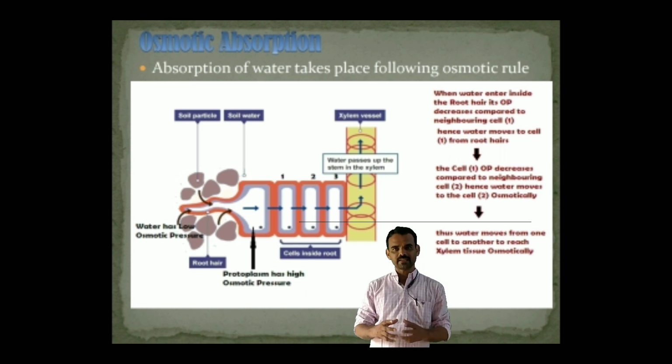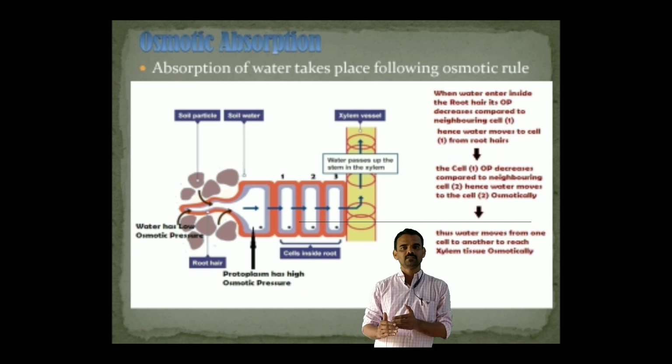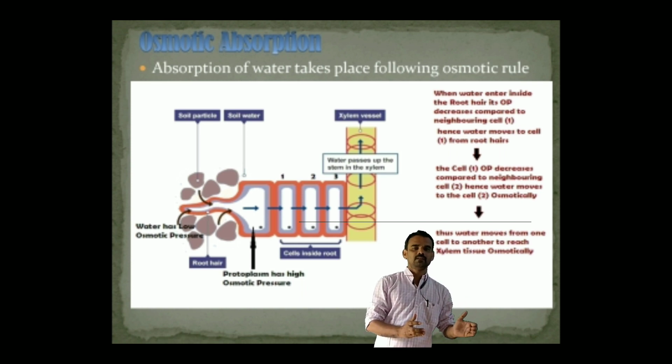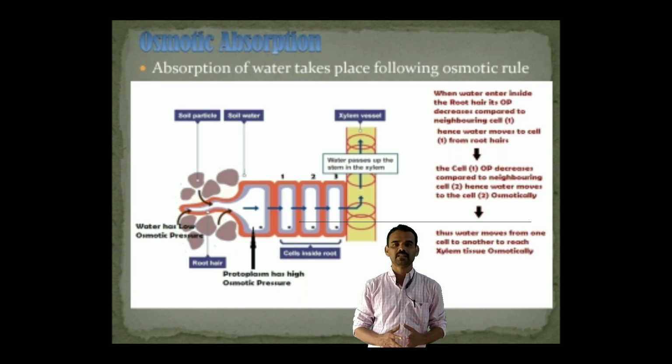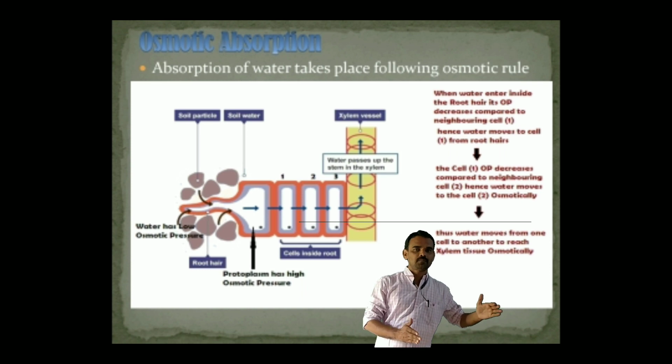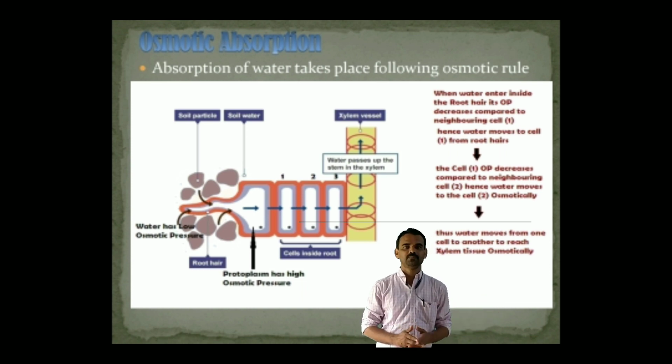Then this root hair cell becomes more turgid and its osmotic potential decreases as compared to the neighboring cell, and therefore water is transported from that particular root hair cell to its neighboring cell. Simultaneously, the neighboring cell's osmotic potential is larger as compared to this cell. Therefore, water again enters the neighboring cell. In this way, water is absorbed by the root hair cells from the soil, and then it is carried up to the xylem tissue.